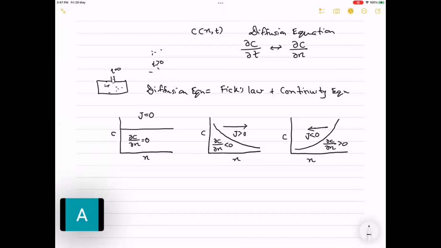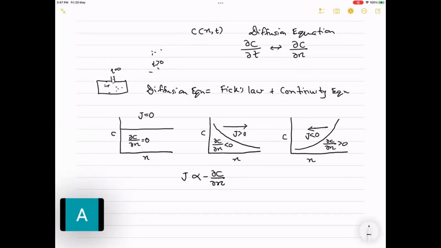All right. So the first thing we learn is that in order to have a finite J, we require a finite delta C by delta X. And the other thing we see is that if delta C by delta X is negative, then J is positive. And if delta C by delta X is positive, then J is negative. That means J depends on the value of delta C by delta X, but in an opposite manner. So that means J is proportional to minus delta C by delta X, so that if delta C by delta X is negative, then J becomes positive and vice versa. Right?